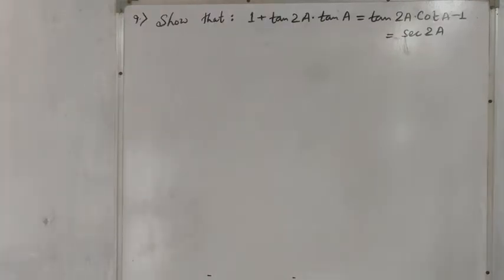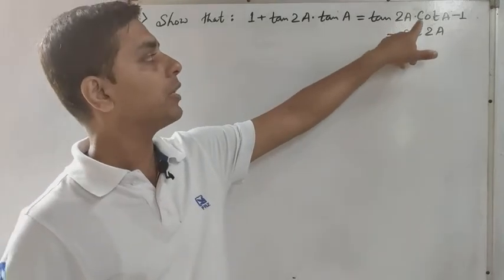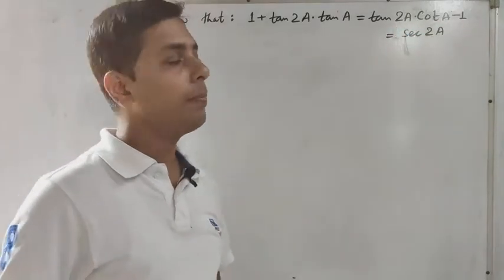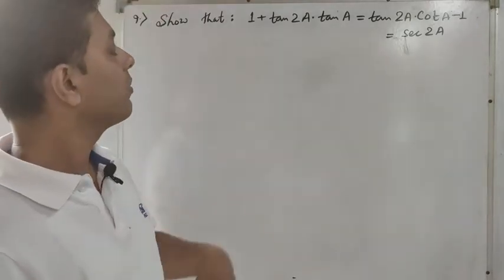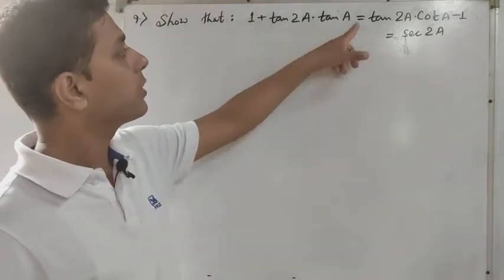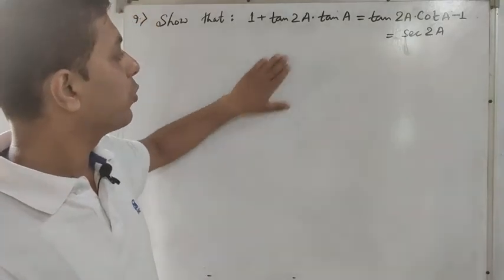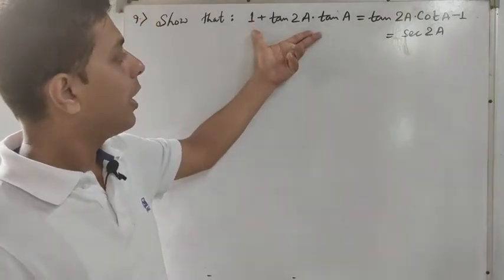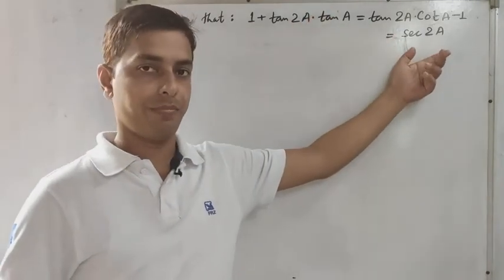Look at the ninth question. Show that 1 plus tan twice a into tan a is equals to tan twice a into cot a minus 1 is equals to sec twice a. So this question is given in two parts. This part is equals to this part is equals to this part. Okay. So what will we do? We will start with this part and we'll prove that this part is equals to sec twice a.